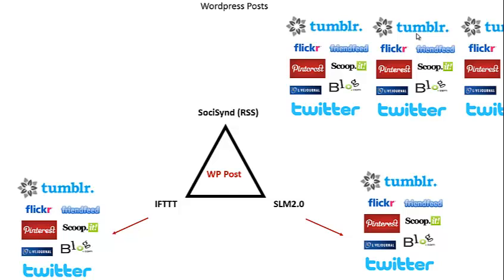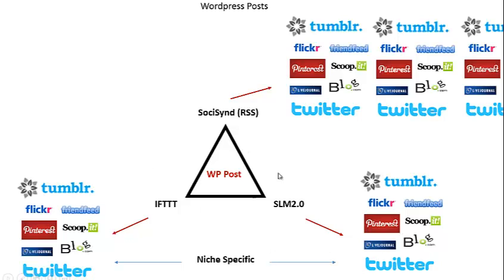So SociSync is going to syndicate your content to hundreds and hundreds of social media accounts that belong to different unique ISP level IPs. And when you break this down, you've got your niche specific social sites that I spoke about on the last page, which are linked to your If This Then That account and your Social Link Machine 2.0 account.